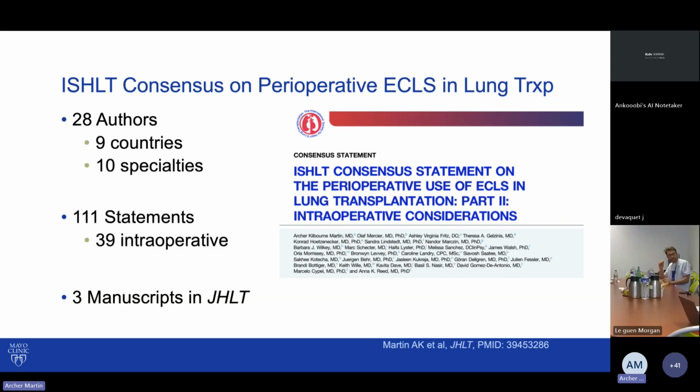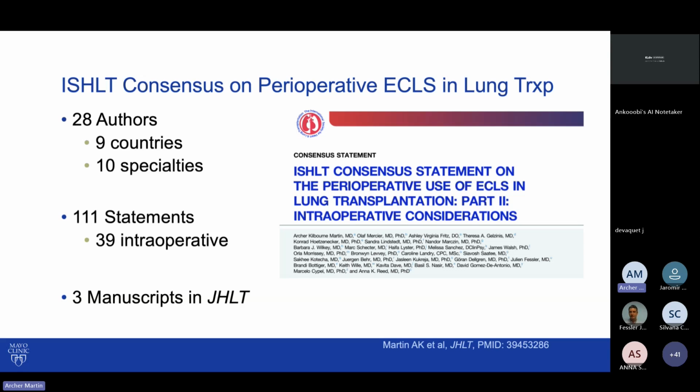Now, we're going to be talking about one paper today, but this is actually 3 manuscripts across JHLT, talking about preoperative, intraoperative, and postoperative use of ECLS in lung transplant. Of the 28 authors, we hail from 9 countries and 10 different physician and non-physician specialties. Across these 3 papers, there are 111 statements that met consensus, at least 75% of a vote through a structured Delphi of 2 rounds. There were 39 within the intraoperative paper proper, and as you can imagine, we're not really going to be spending time going through each of the 39 today.